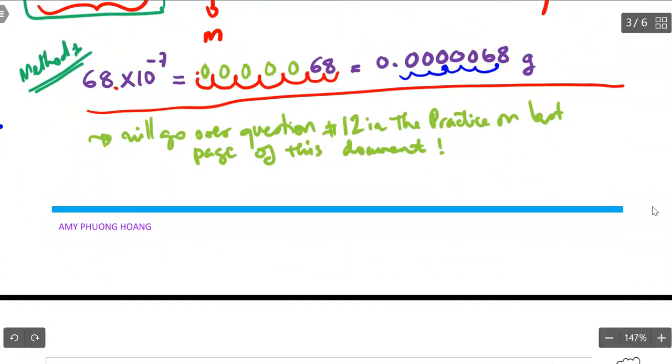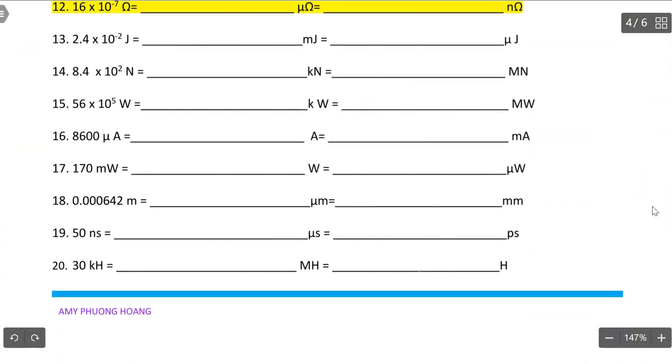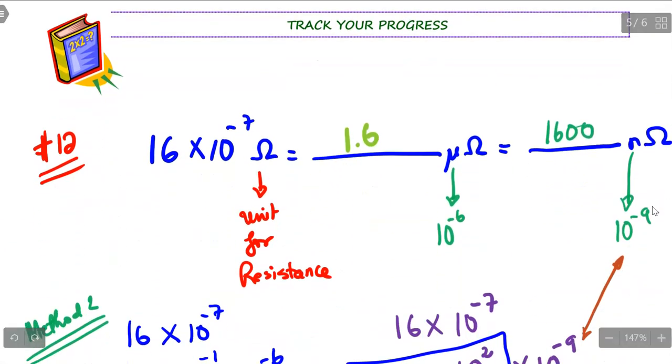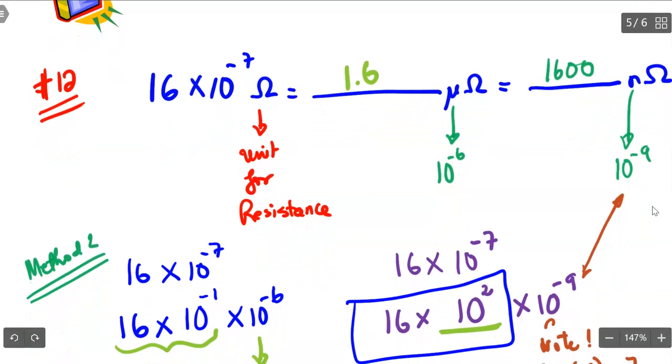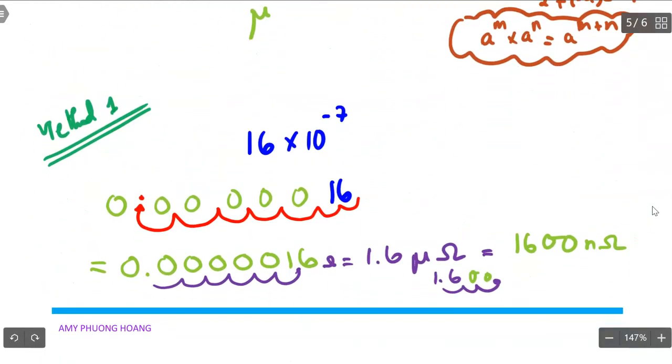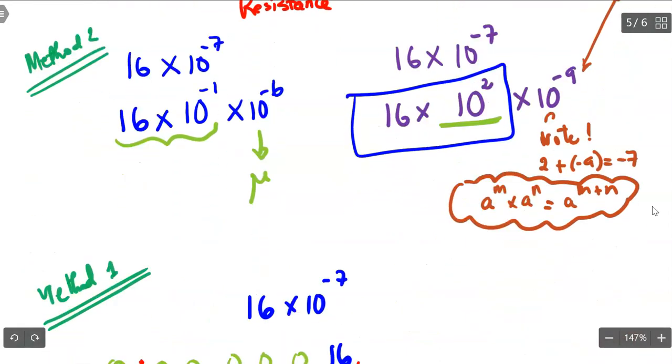And then I went over number 12 for everyone, and there's a lot of exercise here for everyone to work with. So number 12, the answer for that should be 1.6 and 1600. Okay, and both methods we checked them both, so they should be fine. Okay, so I really want everyone to try the exercise. All right, and then I have the solution posted online.